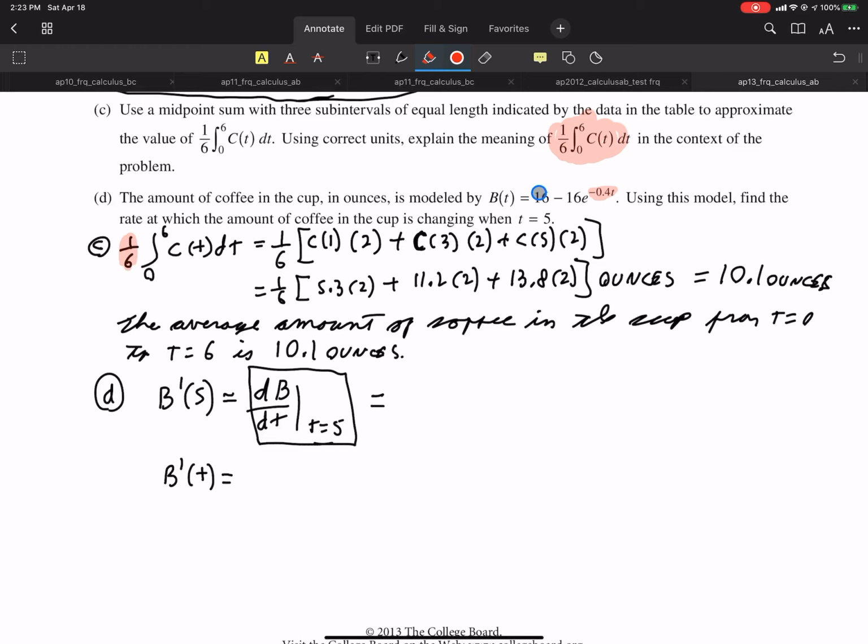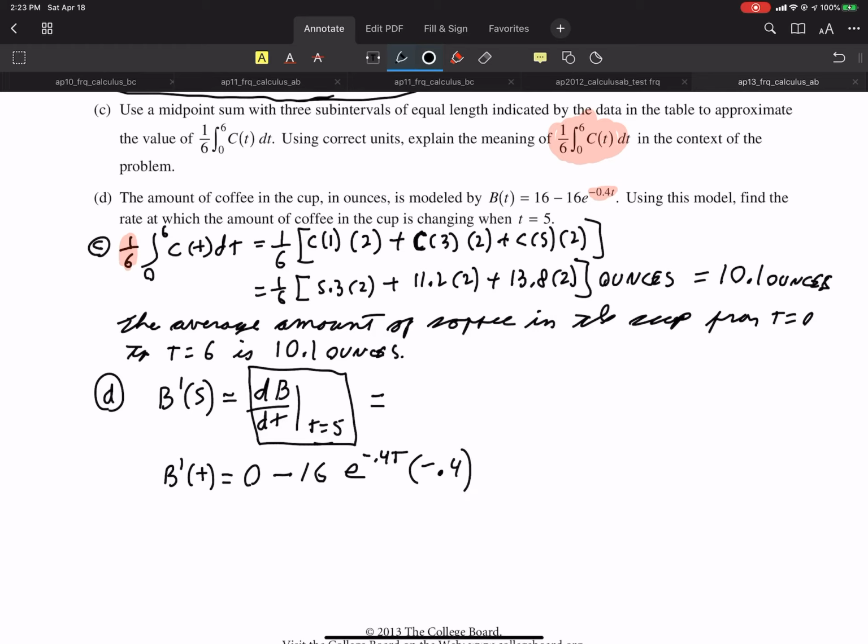The derivative of 16, derivative of constant, is 0. So that's going to be 0. Minus, okay, this 16 is a constant times a function. When you have a constant times a function, you copy the constant, you take the derivative of the function. But what's the derivative of e to the box? Well, what's the derivative of e to the x? The derivative of e to the x is e to the x, so I do that. But you have to multiply by the derivative of the box at the end, which is negative 0.4.